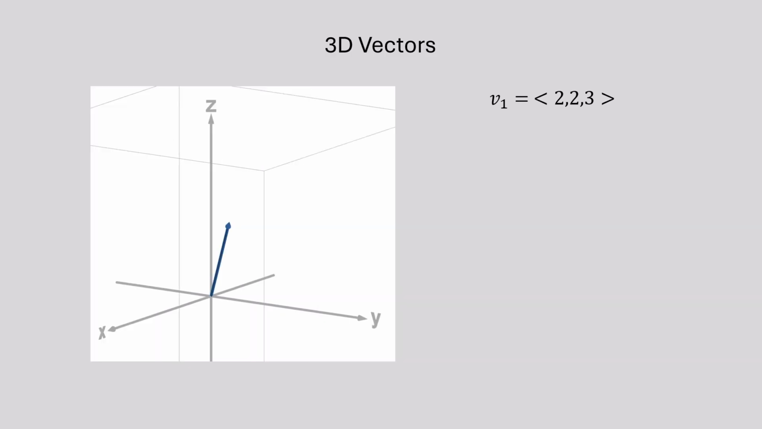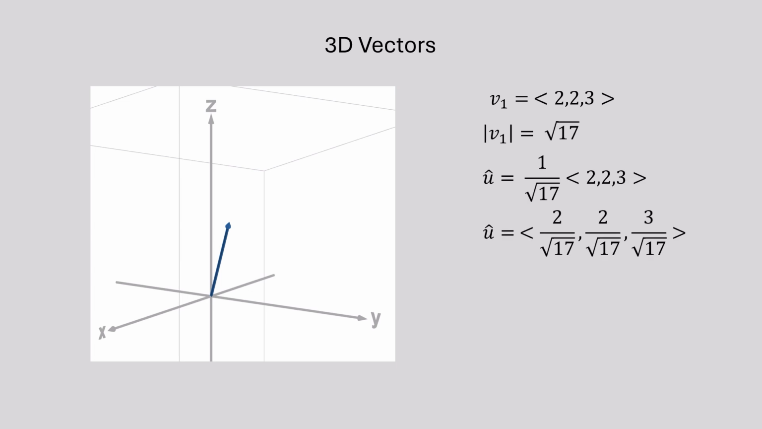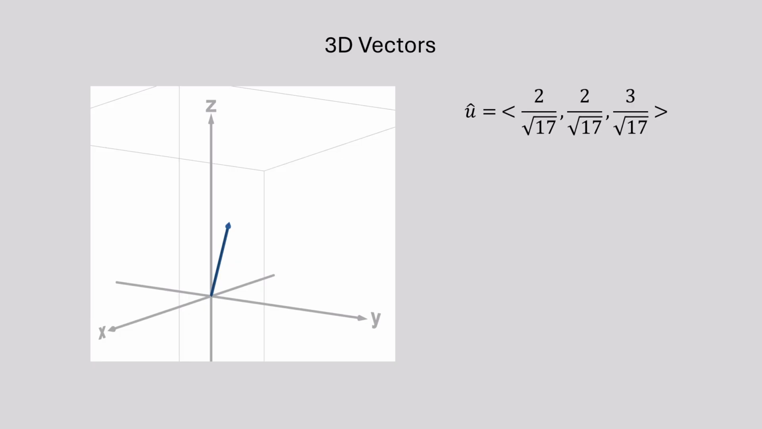Unlike 2D vectors, where the direction might be with respect to the x-axis, the direction of a 3D vector is just its unit vector. It's also called the directional vector. Recall, to get the unit vector, we just divide by its magnitude. So here the magnitude is the square root of 17, and if we divide that out, this is the unit vector we get.